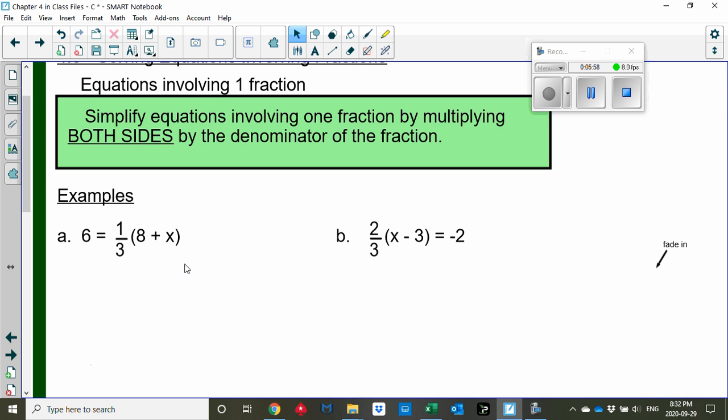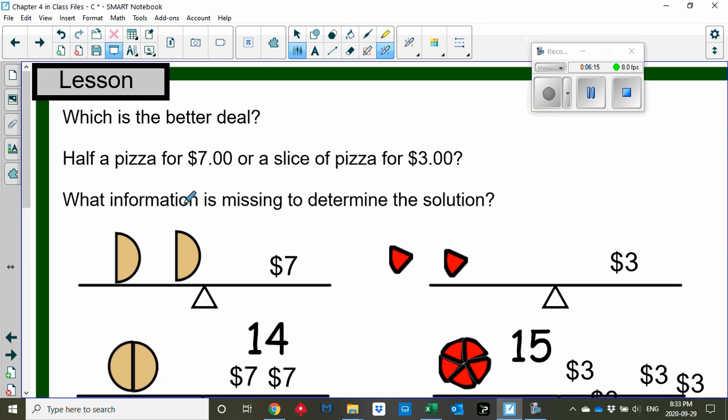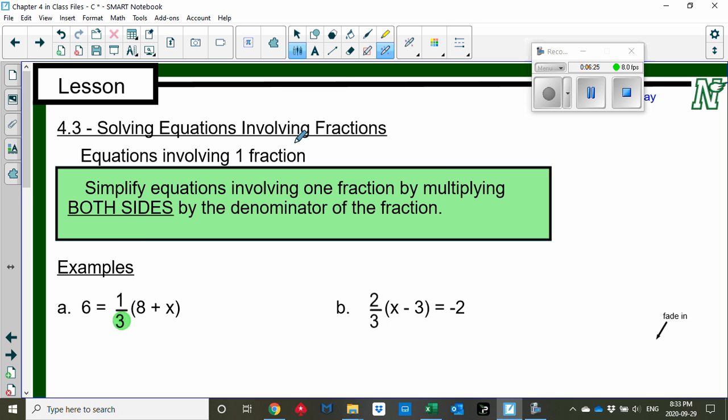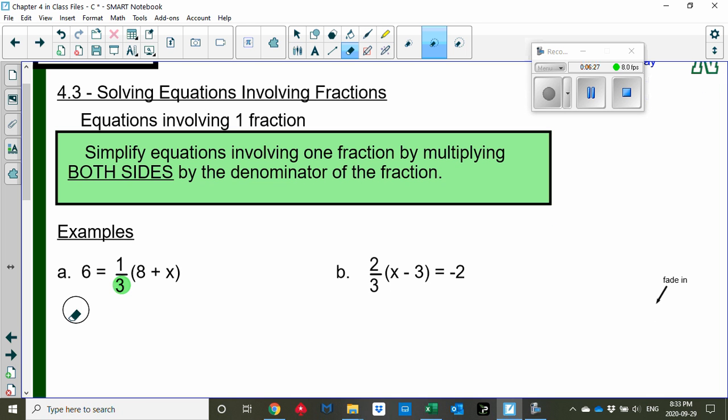So the easiest way to see this in action is with an example. Does everybody see in this example how my denominator is 3? So what I'm going to do is multiply both sides, this side by 3 and this side by 3. They both get multiplied by 3. Just like over here, both these sides got multiplied by 2, and both these sides got multiplied by 5. Well, in this equation, both are going to get multiplied by 3. And here's what it looks like.